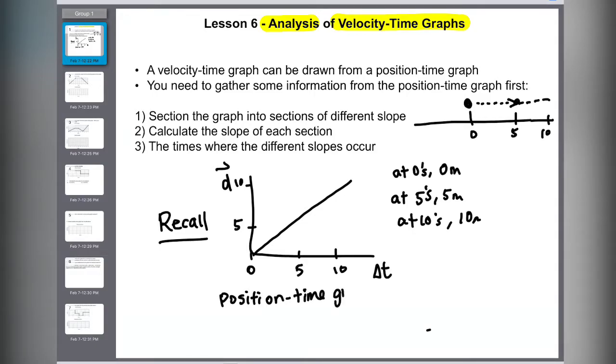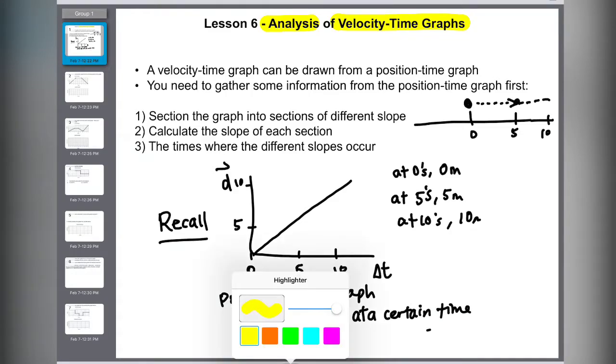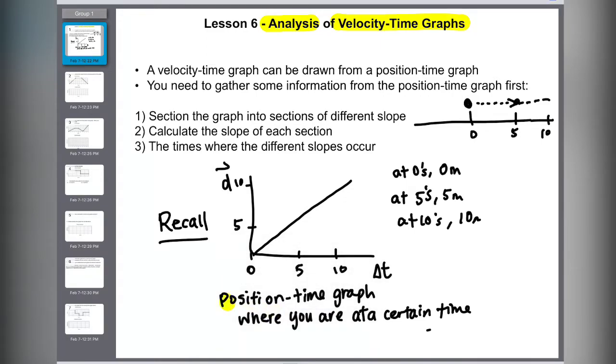Another way is, I want you to write this down. Position time graph basically tells you where you are at what time. So where you are at a certain time. And that's what a position is, where you are, right? Position, where you are at a certain time.